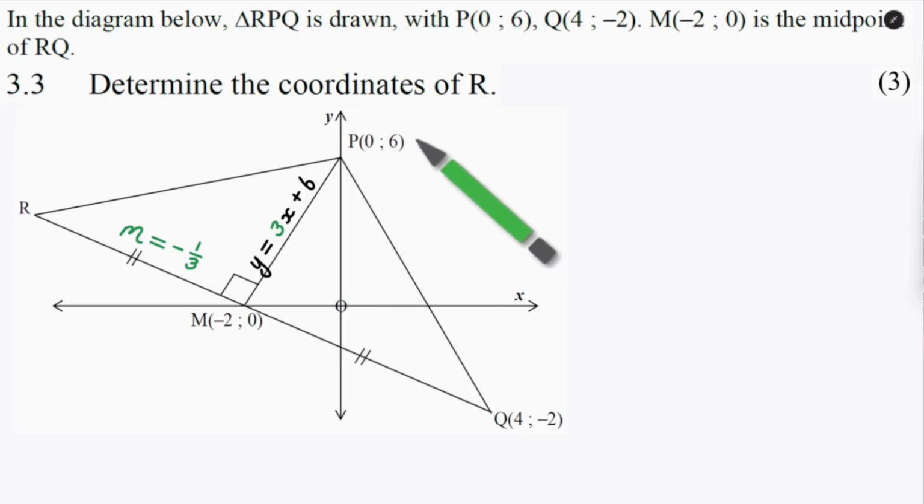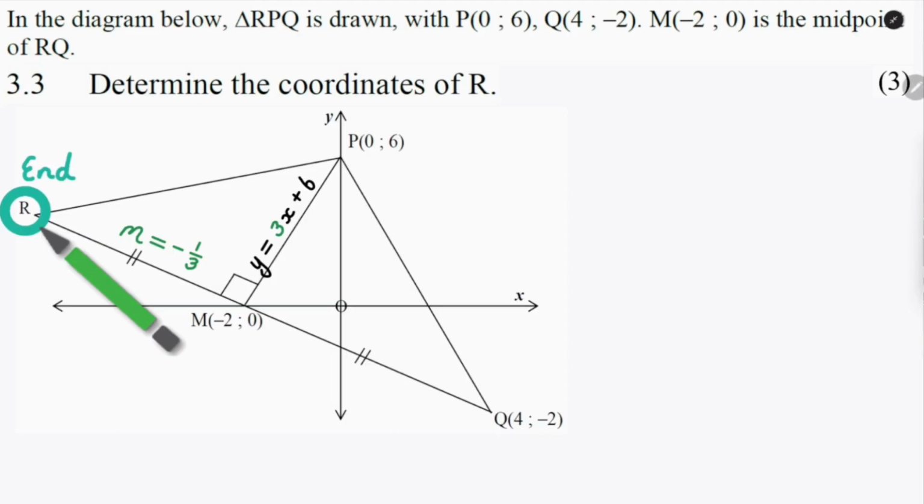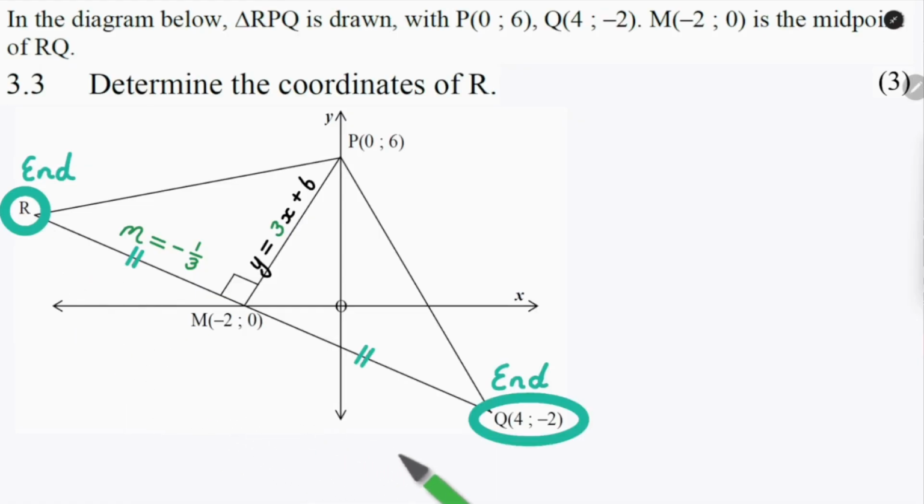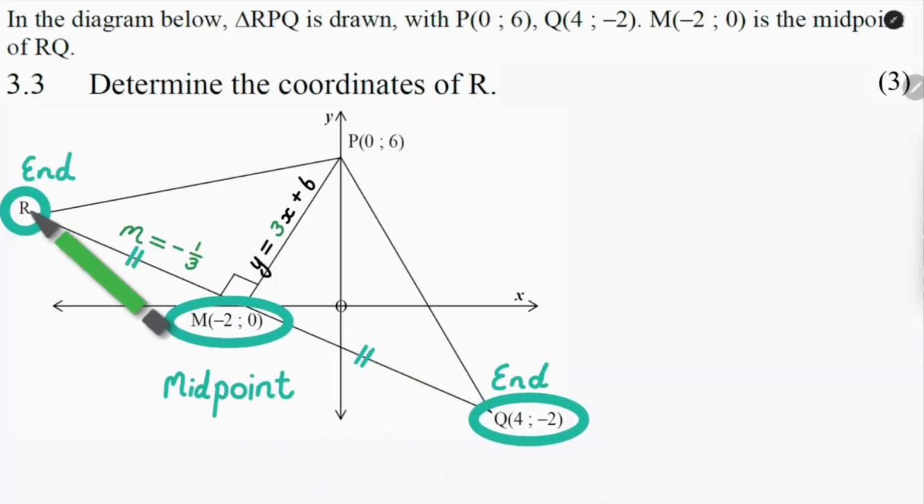And now we need to determine the coordinates of R. R is situated all the way on the left over here. And what I'm noticing about R is that it's the end point for a line that we have the midpoint for. So we've got the end point and the midpoint, and we need the other end point. And also I'm missing 2 variables. I'm missing an x and a y.